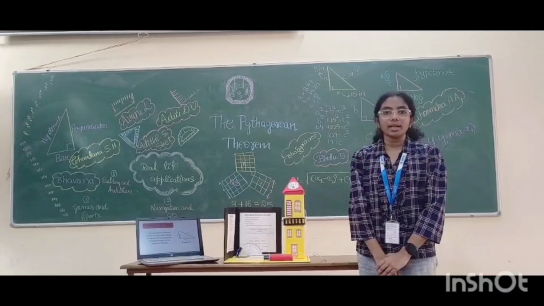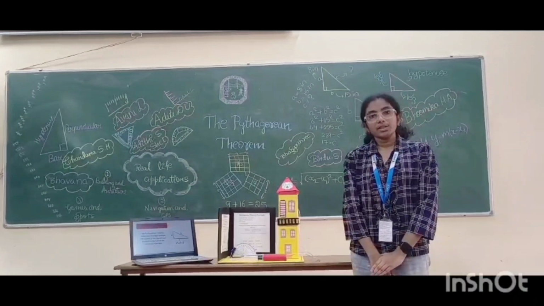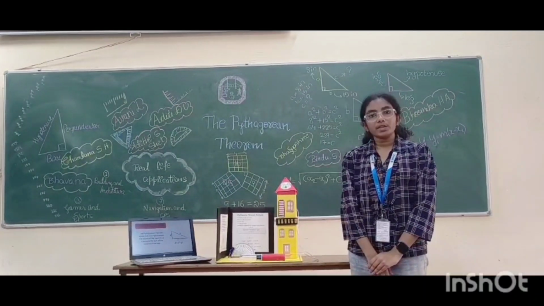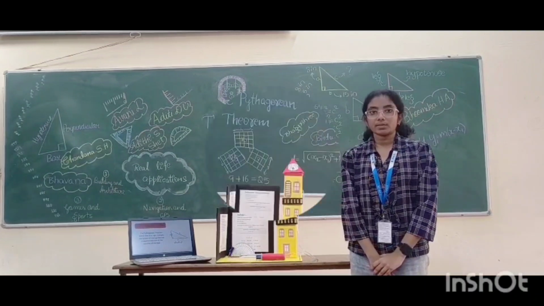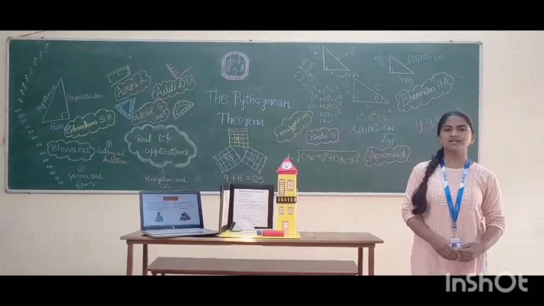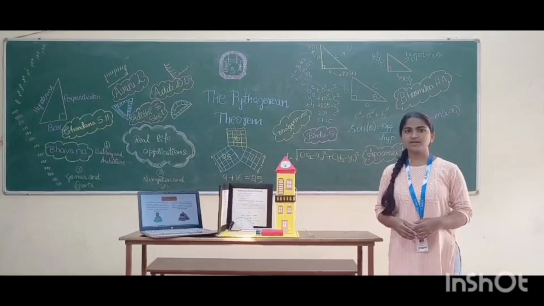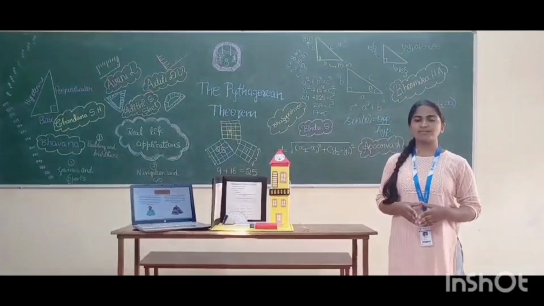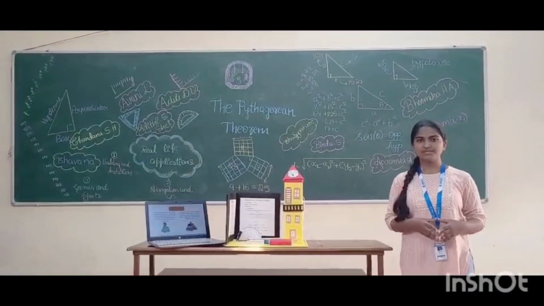In a right angle triangle, the square of the hypotenuse is equal to the sum of squares of the perpendicular and base. I am Apurva. I am telling about the history of the Pythagoras theorem. The theorem was given by Pythagoras around 500 BCE.